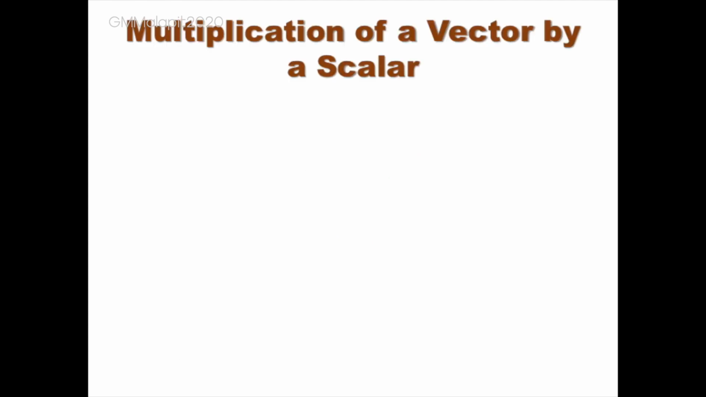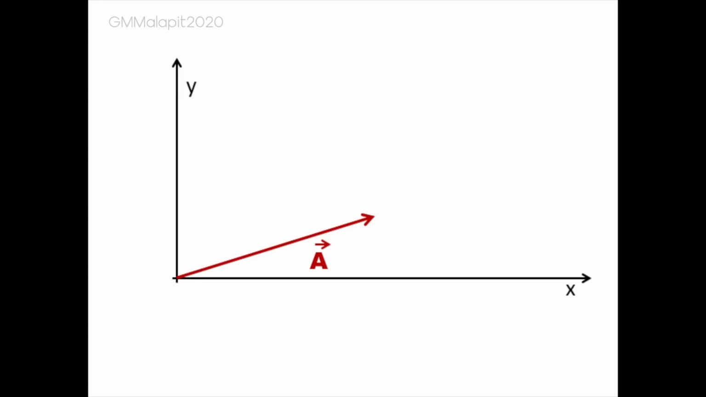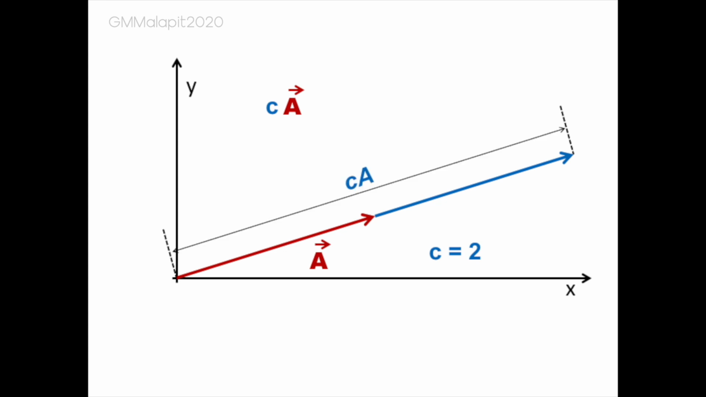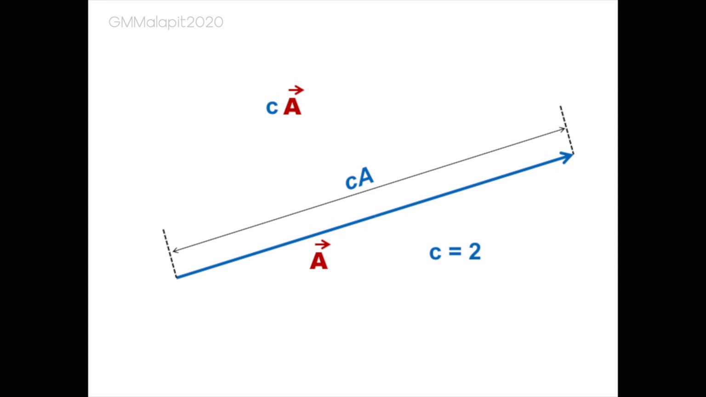Multiplication of a vector by a scalar. A vector A can be multiplied by a scalar C. Their product CA has the magnitude CA and a direction similar to that of vector A. The multiplication of a vector by a scalar C changes the magnitude of the vector by a factor C, but does not change the direction. However, if C is a negative scalar, the magnitude of the product CA is still CA, but the direction is opposite that of the vector A.